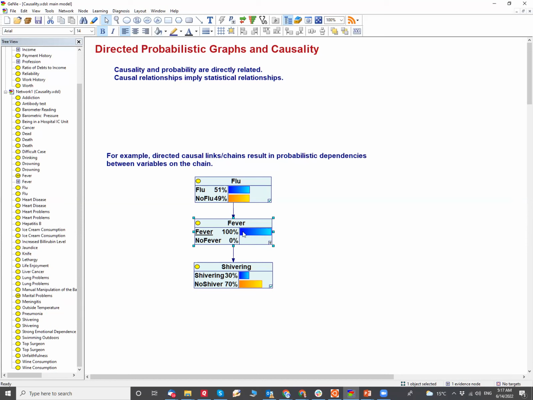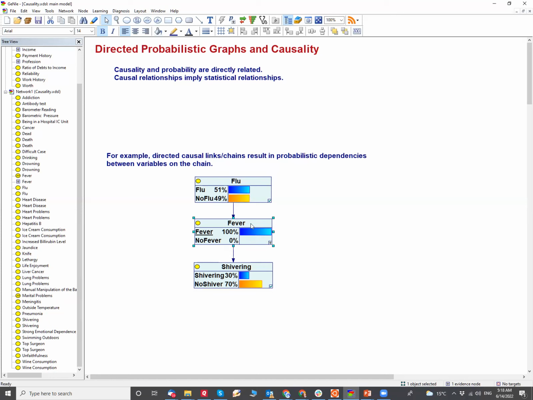I condition on fever, and flu and shivering are no longer dependent because conditioning here breaks it. Whether there is shivering or not, it does not impact flu. Does not impact fever, of course, because fever is fixed now. I have observed fever. But observing shivering makes no difference for the flu. The causes of fever make no difference to the effects of fever. Shivering depends directly only on fever and not on flu.